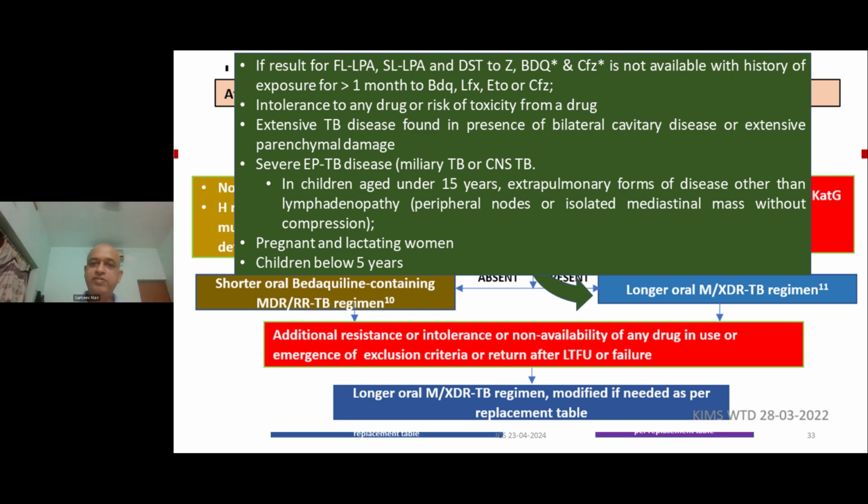There are other contraindications also, which are non-DST based: the patient having used the drugs in the past and you don't know the sensitivity pattern, any intolerance to any drug, or the patient having extensive disease, severe extrapulmonary disease, pregnancy, lactation. Bedaquiline is not contraindicated in pregnancy today, but there are other drugs in the regimen as well. Children below 5 years, even though WHO actually recommends bedaquiline for small children, we still have to get access to these drugs. So if any of the non-DST contraindications or any resistance-based contraindications are there, you immediately jump to the longer regimen. If none of them is there, your preferred regimen is the shorter regimen.